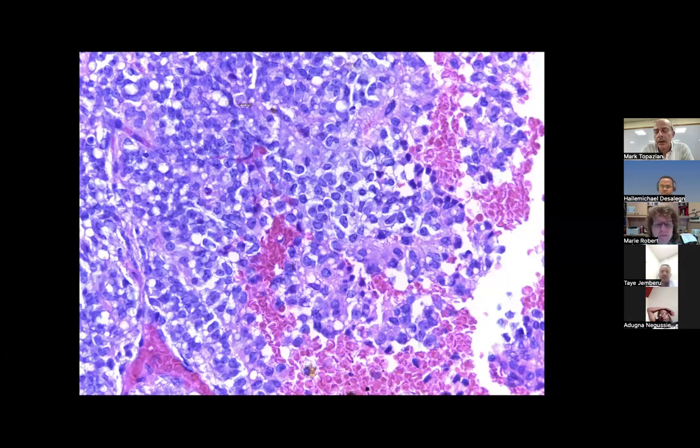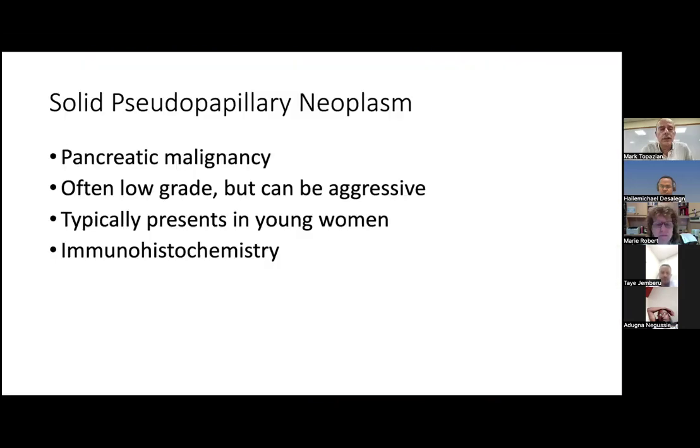Okay. So just for the rest of us on the call to review, what is this solid pseudopapillary neoplasm? So this is a pancreatic malignancy. It is often low grade, but it can be aggressive, it can be metastatic, and it typically presents in young women. So when we saw this 17-year-old with a pancreas head mass, we suspected even clinically that this might be the diagnosis. And we've already heard about immunohistochemistry. Maybe, Marie, you can comment a bit more on that.